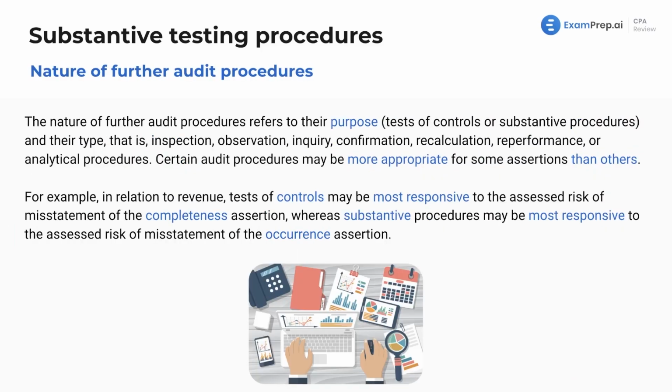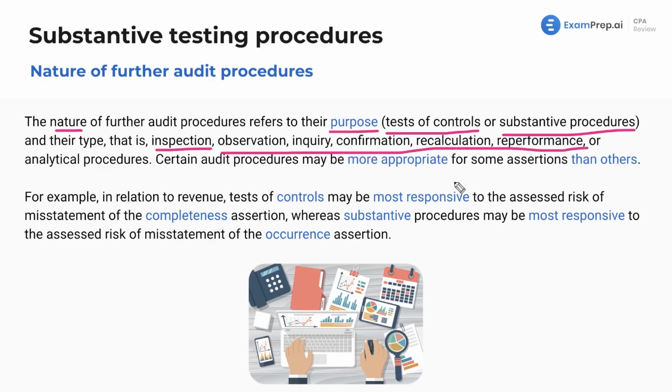Let's talk about the nature of further audit procedures. The nature of these procedures refers to their purpose. So we talked about the nature, the extent, the timing. The nature of procedures, if you want to memorize, is the purpose of them. What's the purpose of either the test of controls or substantive procedures? And their type, whether it's an inspection, a recalculation, inquiry, any of these, making note of these.